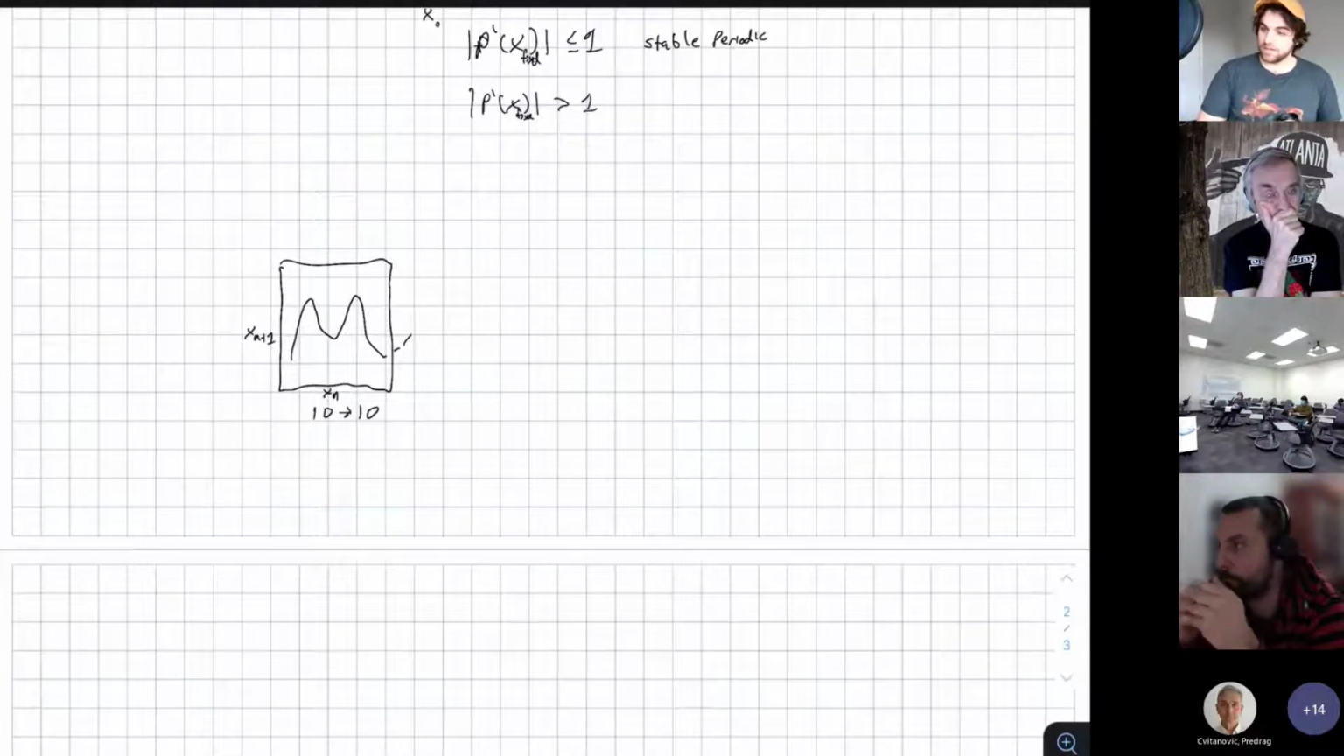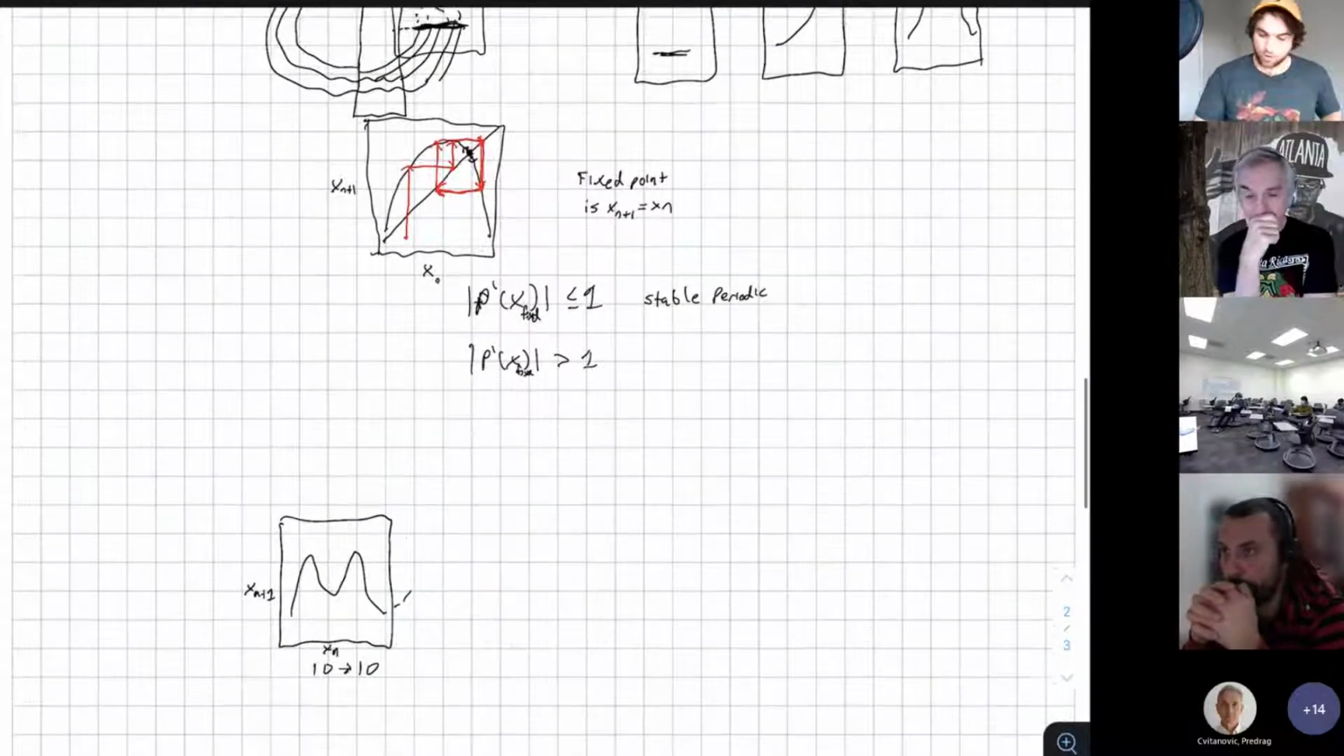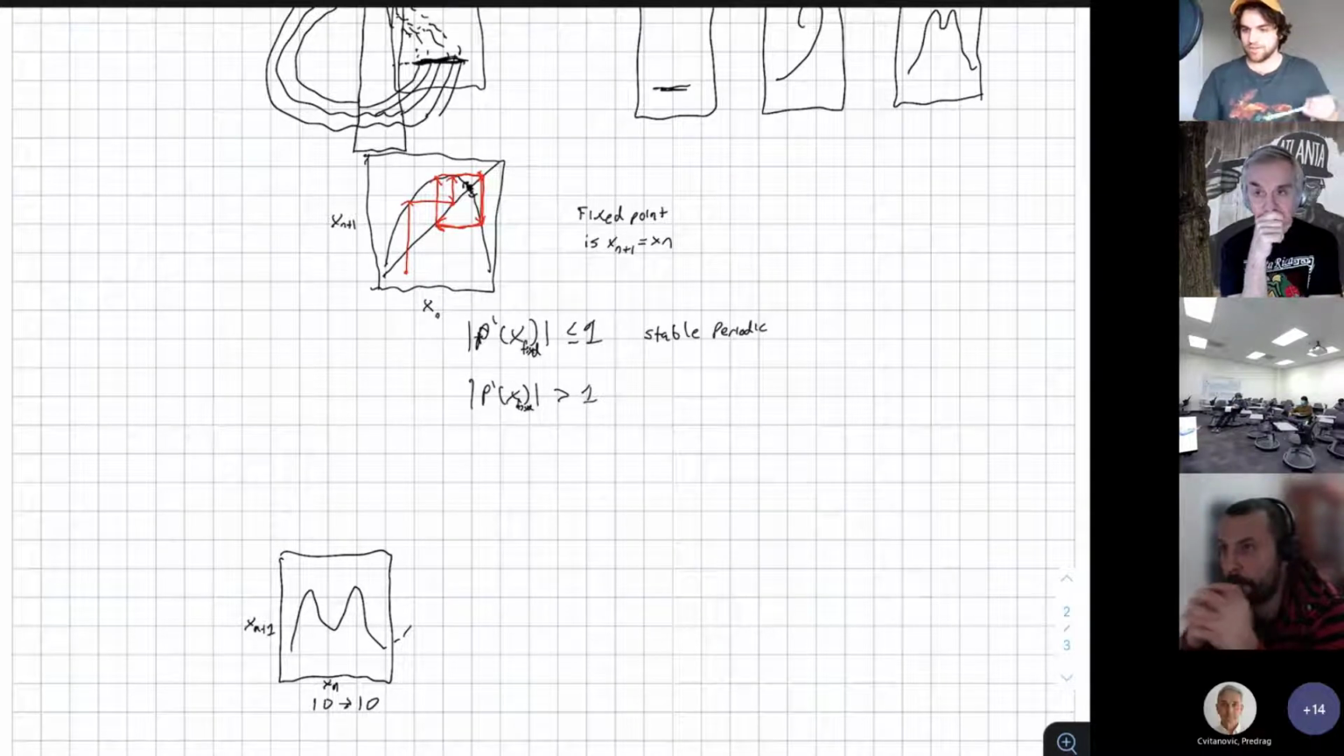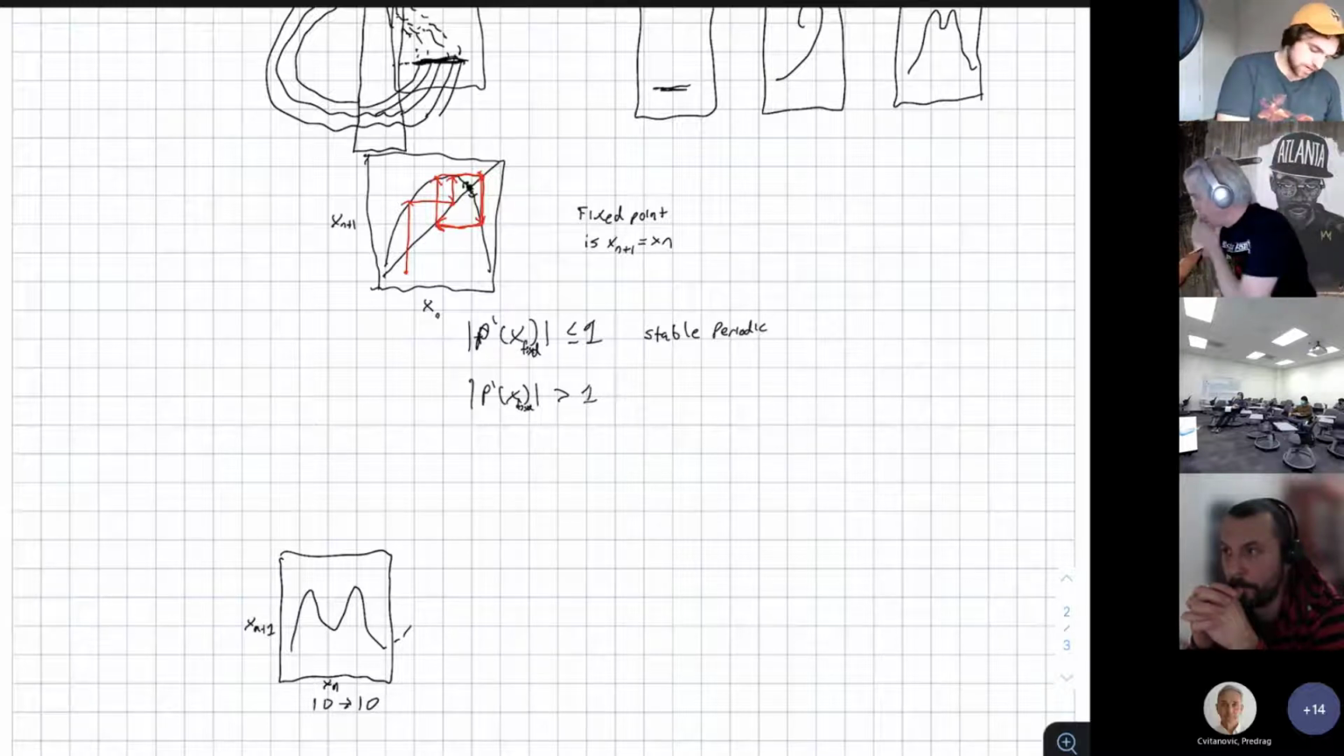Okay. Any other questions about one-dimensional? Oh, and I'm sorry, I didn't write this down, but this procedure that I drew here that's used to help visualize one-dimensional objects is called cobwebbing.